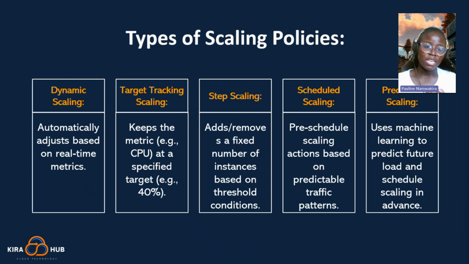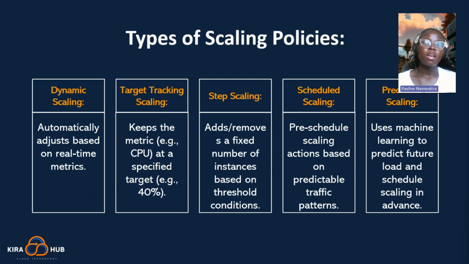Speaking of scaling policies, what are some of the scaling policies that we have available? We have dynamic scaling, where we automatically adjust based on real-time metrics. This is like having a manager who just watches the number of orders coming in and adds or removes cooks as needed. If the orders suddenly increase, the manager will bring in more staff. If the orders decrease, they will send the cooks home. So that is dynamic. Under dynamic scaling, we have three types of scaling: target tracking, step scaling, and scheduled scaling.